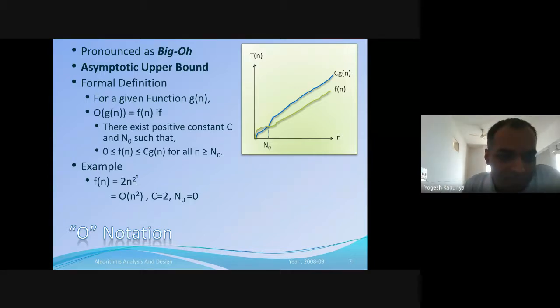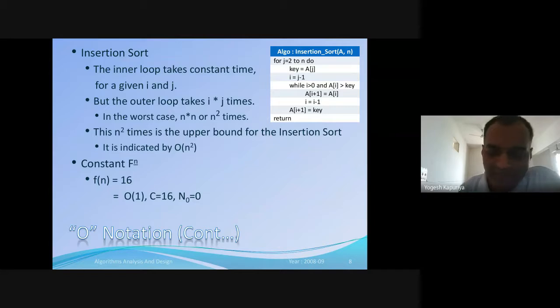So f(n) is equal to 2n square, and you can simply say that f(n) is equal to big O of n square, because you can find this c value equal to 2, which you can put over here, and n0 is 0, because for any value of n greater than or equal to 0, 2n square is always going to be greater than n square. Are you getting it? It will be difficult to understand, I know that, but you have to just try to focus more on that.